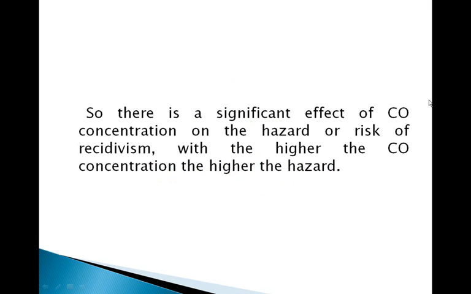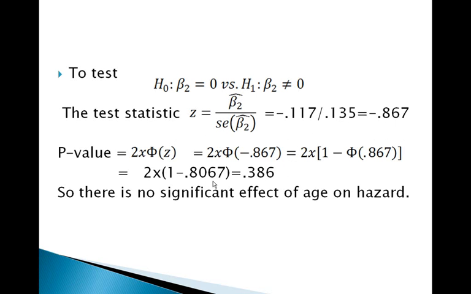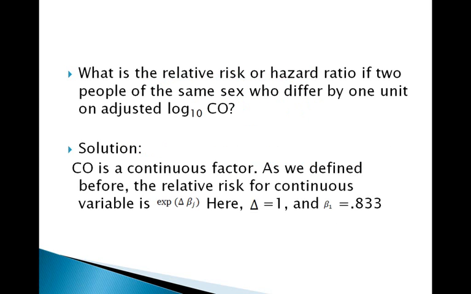This means that for that particular variable of interest, the CO2 concentration, we would say there's a significant effect of CO2 concentration on the hazard or risk of recidivism. The higher the CO2 concentration, the higher the hazard. The second variable of interest is beta sub 2, which corresponds to age. A p-value of 0.386 indicates that there is no significant effect of age on hazard.